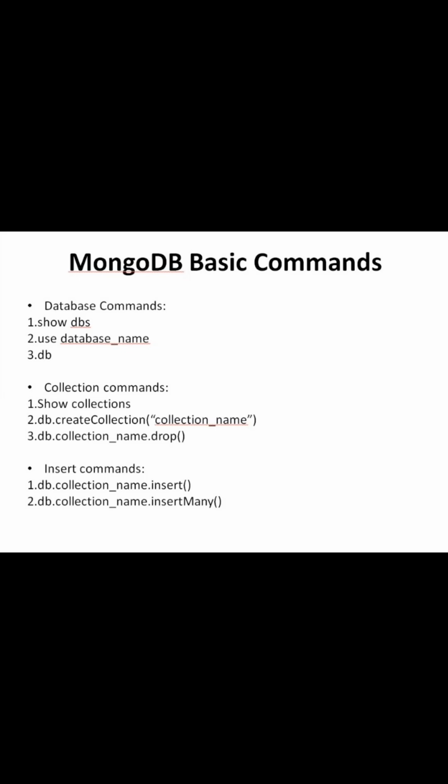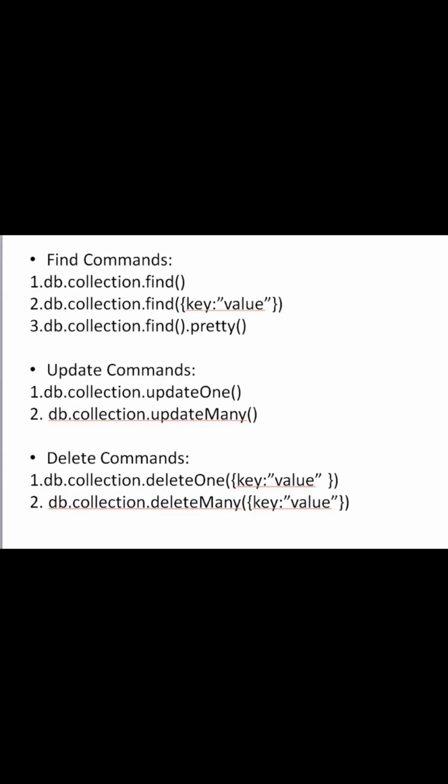Now I am going to discuss find commands. In find commands, 3 main commands are used. One is db.collectionName.find. This command is used to find the particular collection's data. The commands below are used to mention a particular key and value, so we can find particular key-value data in a proper manner. That's all for find commands.